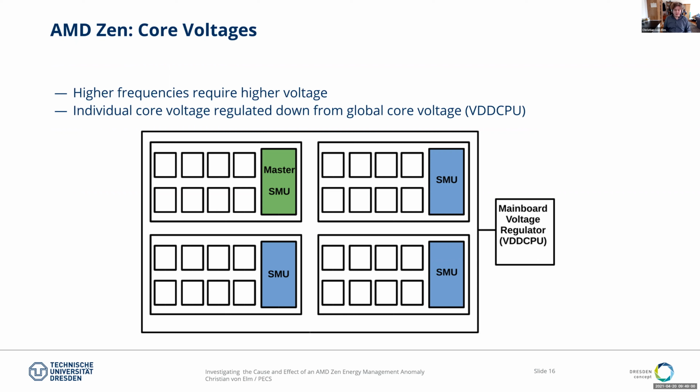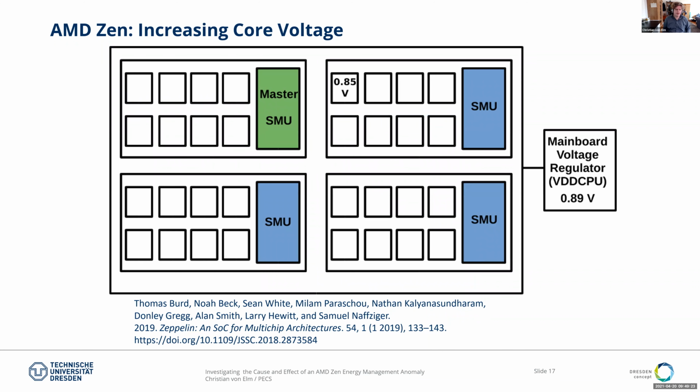In designs with more than one NUMA node, like in our 32 core design, one SMU will assume the role of the master SMU, which controls the VDD CPU. How this works is shown in this example. I describe this mechanism as it is described in one of the AMD engineers' papers, which is cited below.